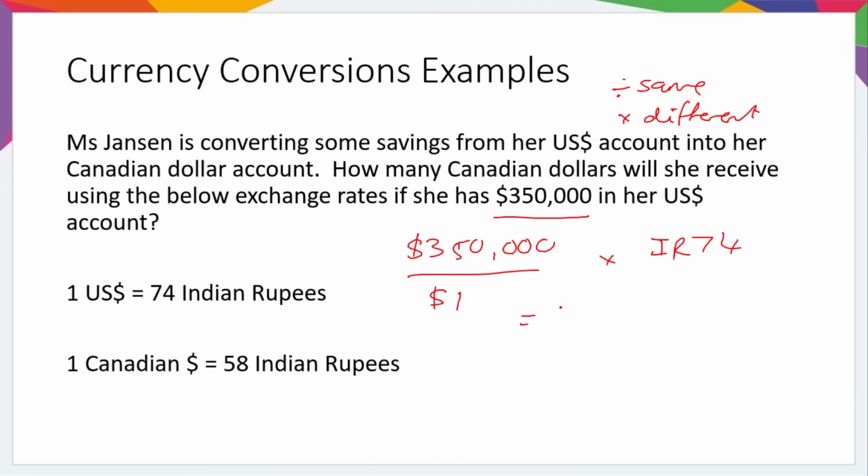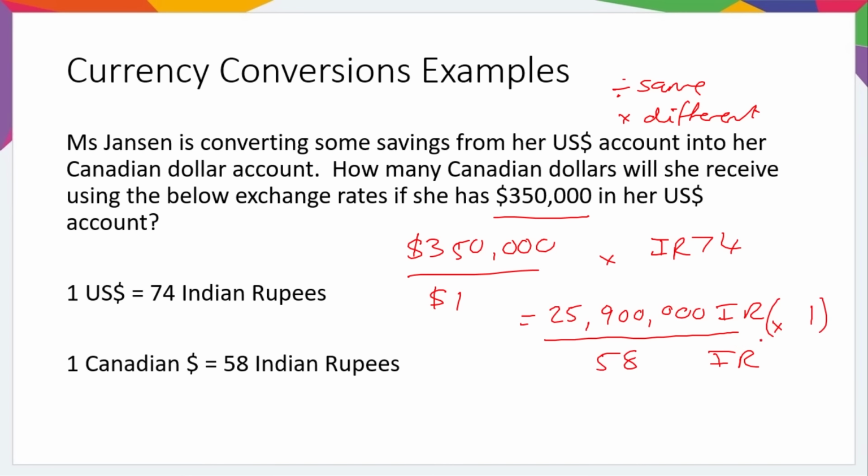I think it's 25,900,000 rupees. And now we need to convert that into Canadian. So we need to divide rupees by rupees, which is this number divided by 58, and then multiplying by Canadian dollars, which is multiplying by 1. Again, we can skip the multiplying by 1 because that's not going to change this answer here.